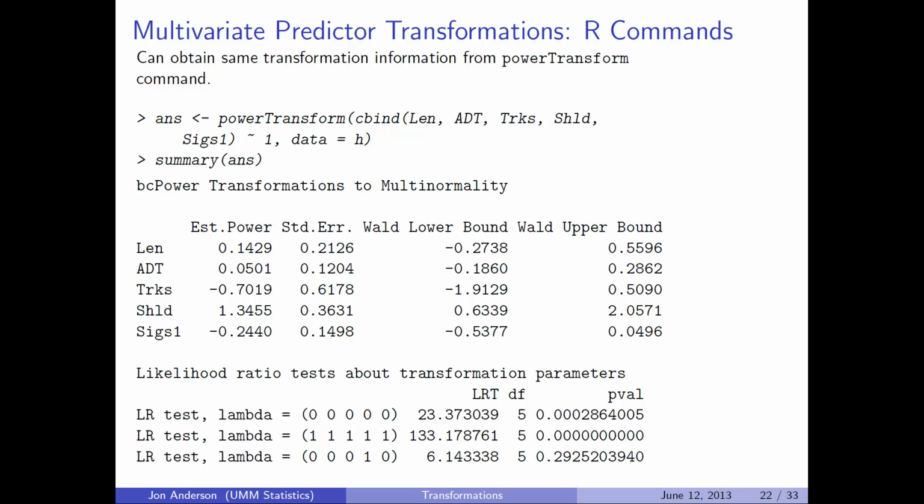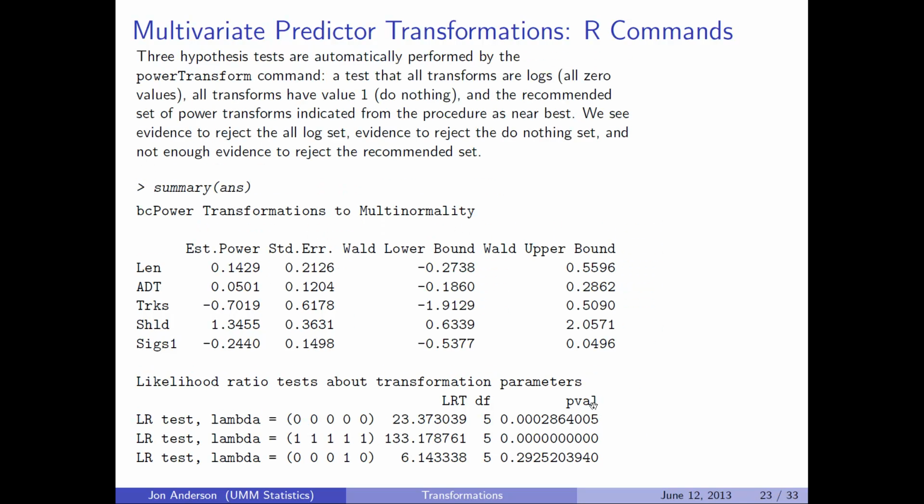The third line is a proposed transform vector that does log of all of them except for shoulder, or SHLD, and you can see that that hypothesized vector is not rejected, and that might be a plausible way to proceed. And I guess that is all that's being done here, just comments that I just explained about that output.